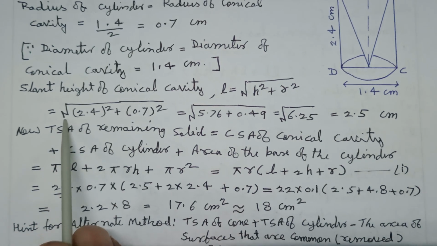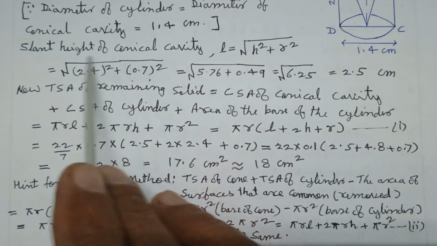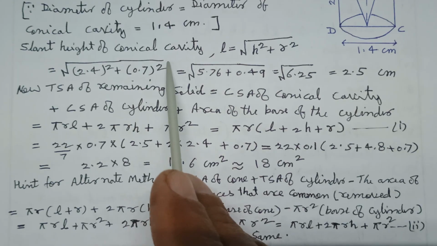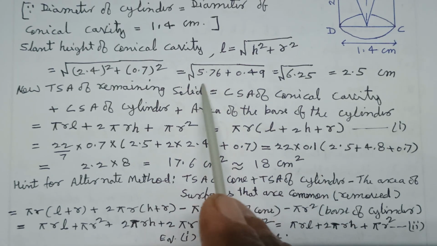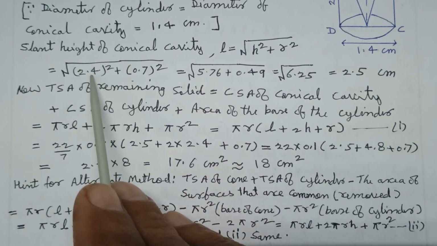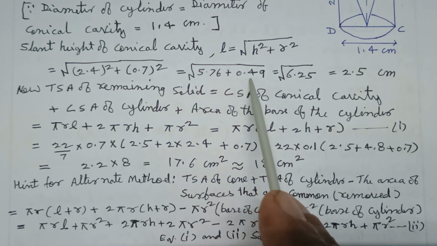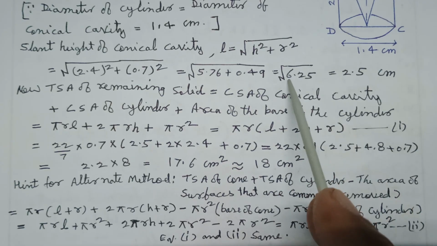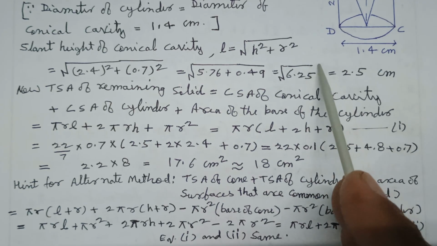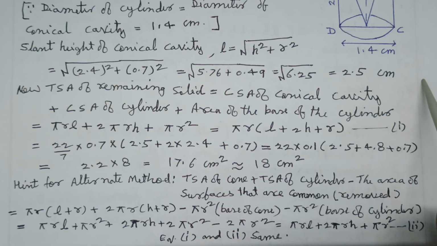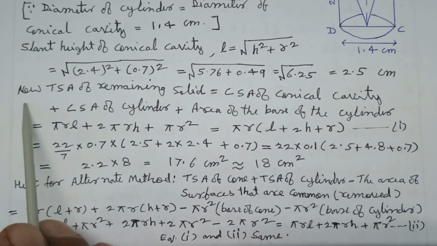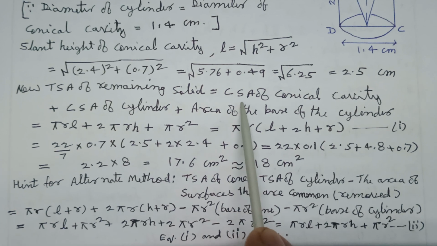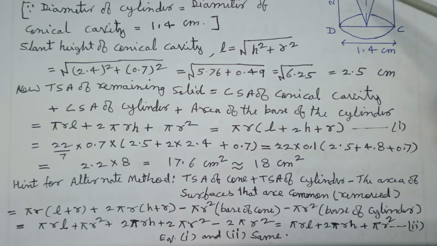Now put the values. So it is equal to under root 2.4 square plus 0.7 square, which is equal to under root 5.76 plus 0.49, the square of this. Adding, we get under root 6.25, which is equal to 2.5 centimeter. Now TSA of remaining solid is equal to, now what is there in the remaining solid.